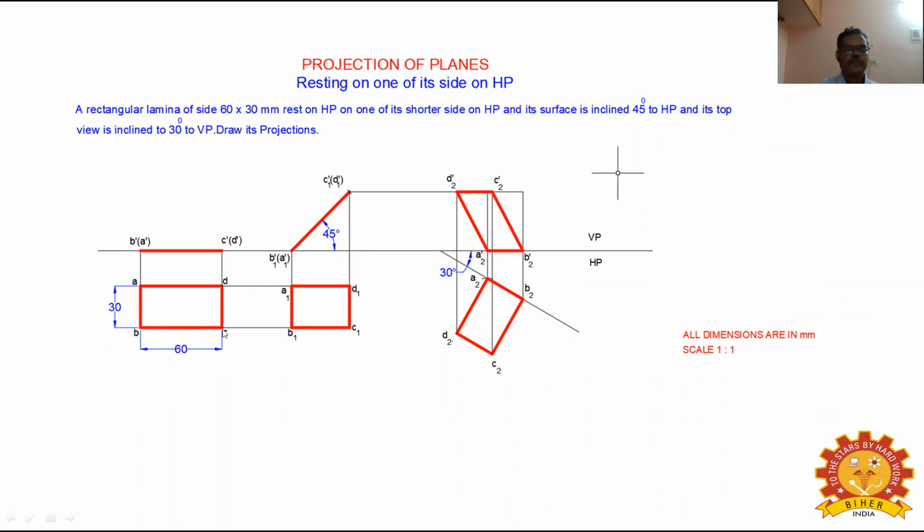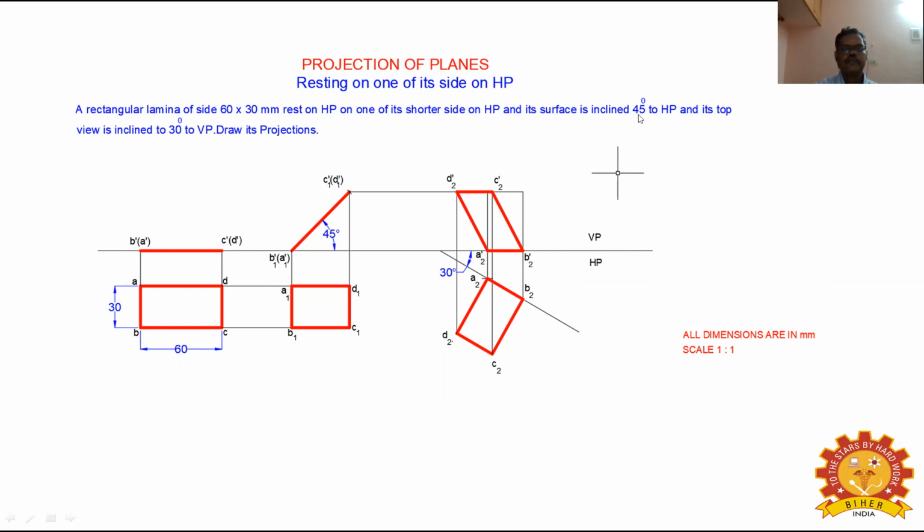First draw the rectangle which is resting on HP. Mark it as ABCD. Since it is a lamina, only the top is visible, whereas in the front view you have only a line. Therefore, when you view from the front, mark a dash, b dash, c dash. That is the simple position.